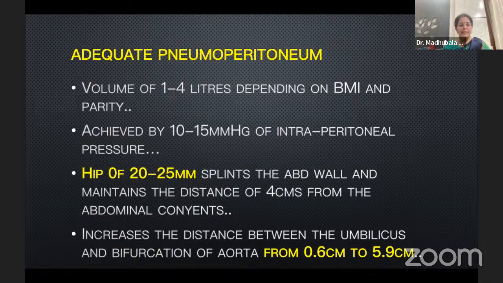But of late, a high intraperitoneal pressure of 20 to 25 millimeters splints the abdominal wall and maintains a distance of around 4 centimeters from the abdominal contents. This is advocated for the initial few minutes so that you place your trocars, and then you can reduce the pressure to 10 to 15 millimeters of mercury. This short increase of intraperitoneal pressure time will not have any adverse effects according to data. It also increases the distance between the umbilicus and the bifurcation of the aorta from 0.6 centimeters to 5.9 centimeters.